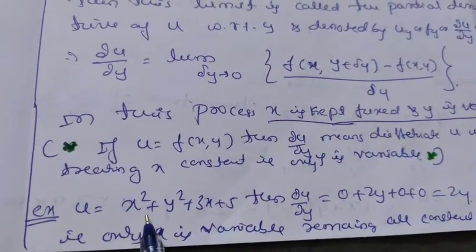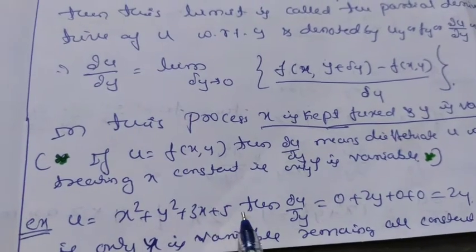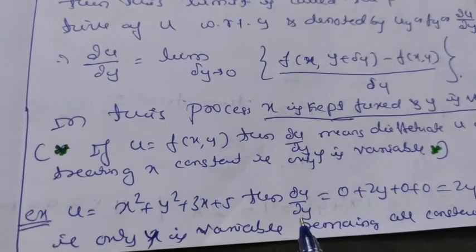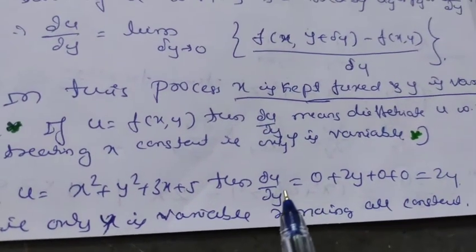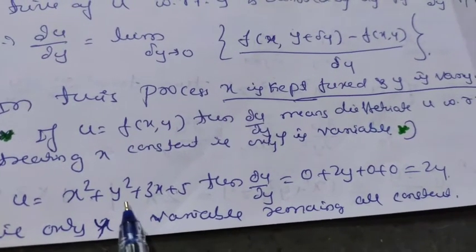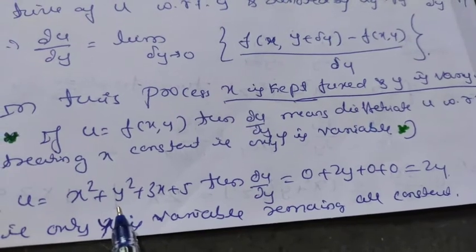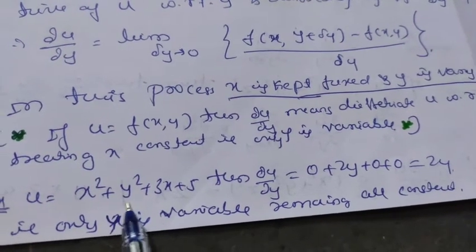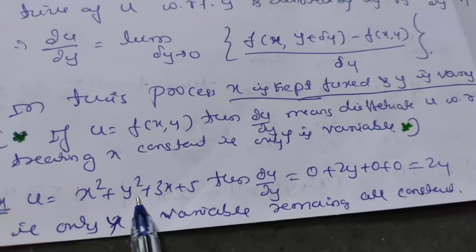Here u is equal to x square plus y square plus 3x plus 5. Then dou u by dou y. So we are differentiating u partially with respect to y. So only y is variable, remaining are all constant. You just concentrate on the term containing y.